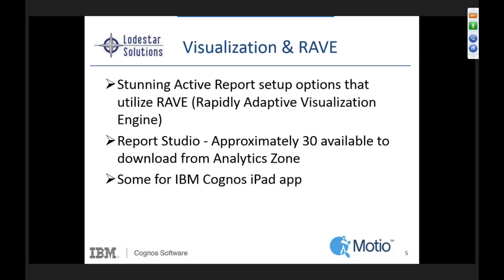Right now, there are about 30 of these available that you can download from Analytics Zone, and I'll talk a little bit more about that in a minute. There are 30 of them that you can download and use. You have to actually download them and bring them in to BI through a different process, which I will show.